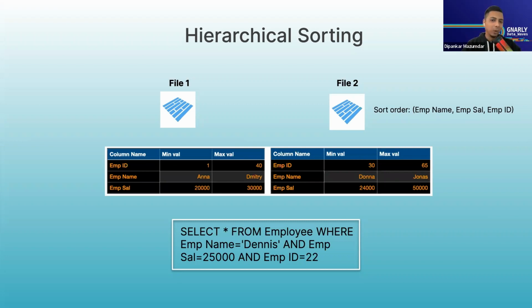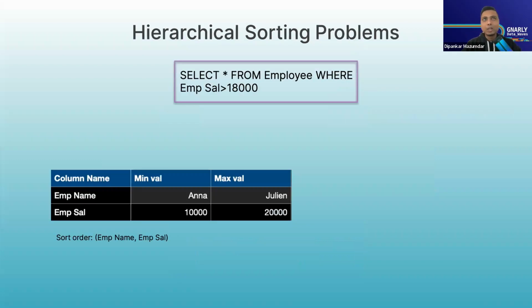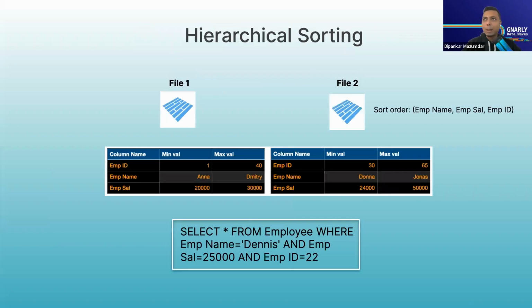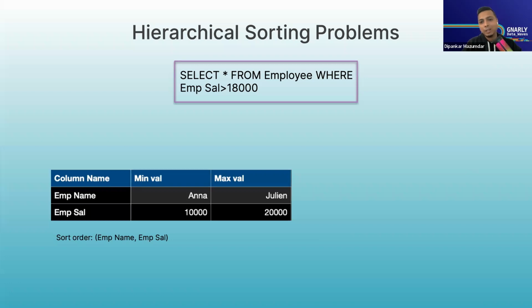However, there is a problem here as well. What if a query is something like this: select star from employee where employee sal is greater than 18,000? Here we don't have the filter on the first sorted column. Our sort order was employee name, employee salary, and then employee ID. However, the filter is on the employee salary column, which is not first in the sort order. So in this case, the min-max range statistics of the other columns may not be beneficial to skip data files, because, well, let's take a hypothetical example to simplify it.